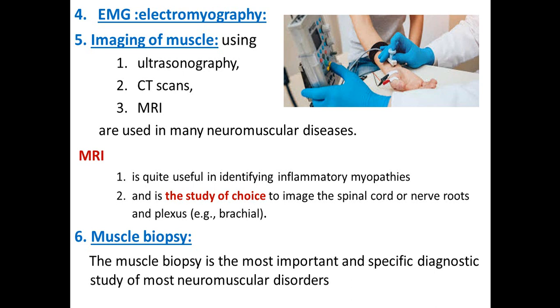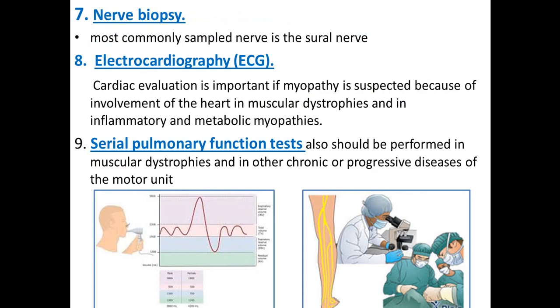EMG also is important to detect certain myopathies, and imaging of the muscle using ultrasonography, CT scan, and MRI also used in many neuromuscular diseases. The MRI is very important for inflammatory myopathy, and it is the study of choice to image the spinal cord or nerve root. And also the muscle biopsy is important for the diagnosis, the most important and specific diagnostic study for most of the neuromuscular diseases.